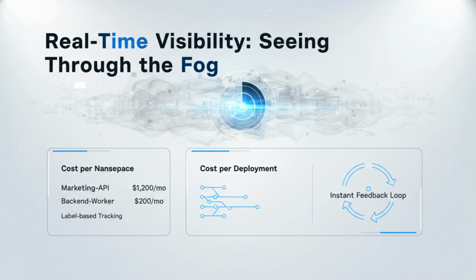This level of granularity is what Kubecost offers. It uses label-based tracking to categorize spend. For a remote founder managing multiple microservices, this means you can see the ROI of each feature in real time. No more waiting 30 days for a confusing AWS or GCP invoice. You get immediate feedback on how your architectural decisions impact your bottom line. This visibility transforms cost from a vague utility bill into a manageable operational metric that you can optimize daily.